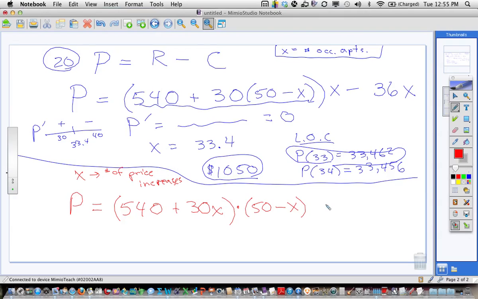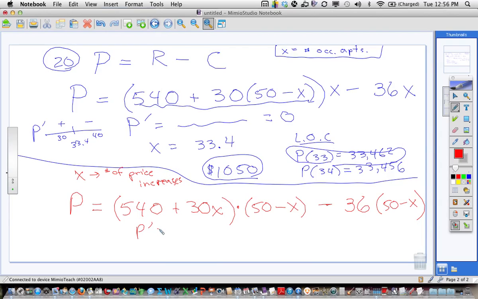And then minus the cost. Well, the cost is 36 times the number of occupied units. What's the occupied units? 50 minus X, right? So that made that part a little more complex as well. But now, okay, again, keep in mind, since X is the number of price increases, one price increase, when X is 1, 50 minus 1, that's 49 units, okay, that are occupied, and so you have to do that.